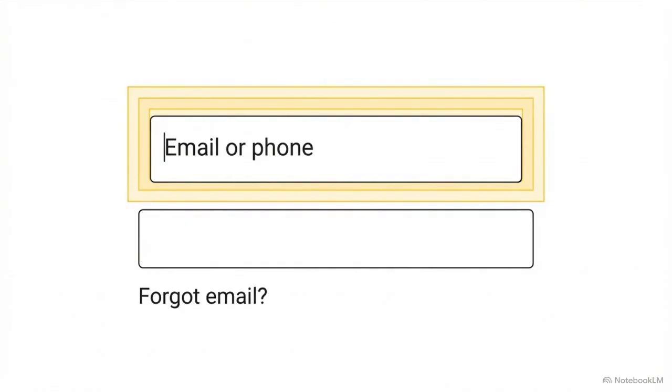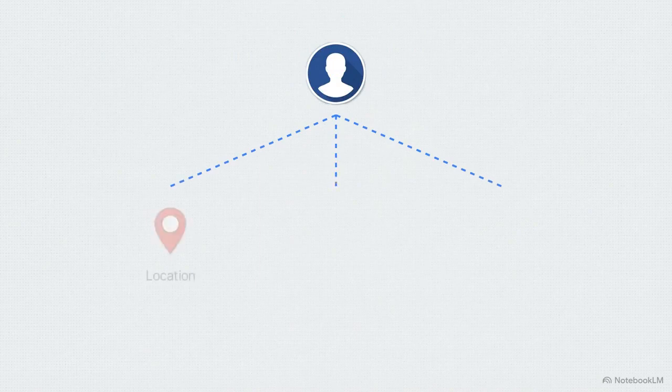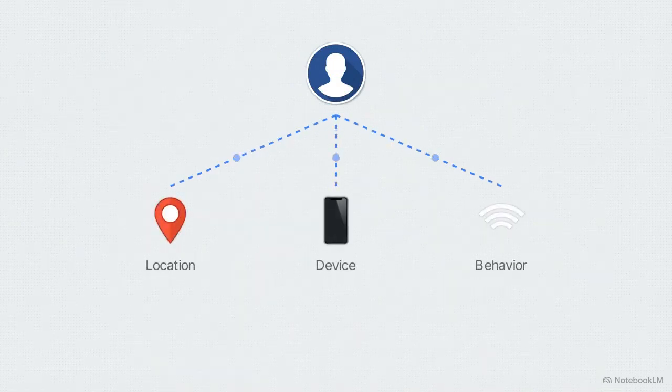Focusing here at the top of the page, we have the primary input fields, email or phone, and the prompt for a forgotten email. This logic tree shows what happens behind the scenes. The millisecond you begin typing your identifier, you ping a massive authentication network. The system cross-references your input against location data, device history, and behavioral anomalies to verify you.